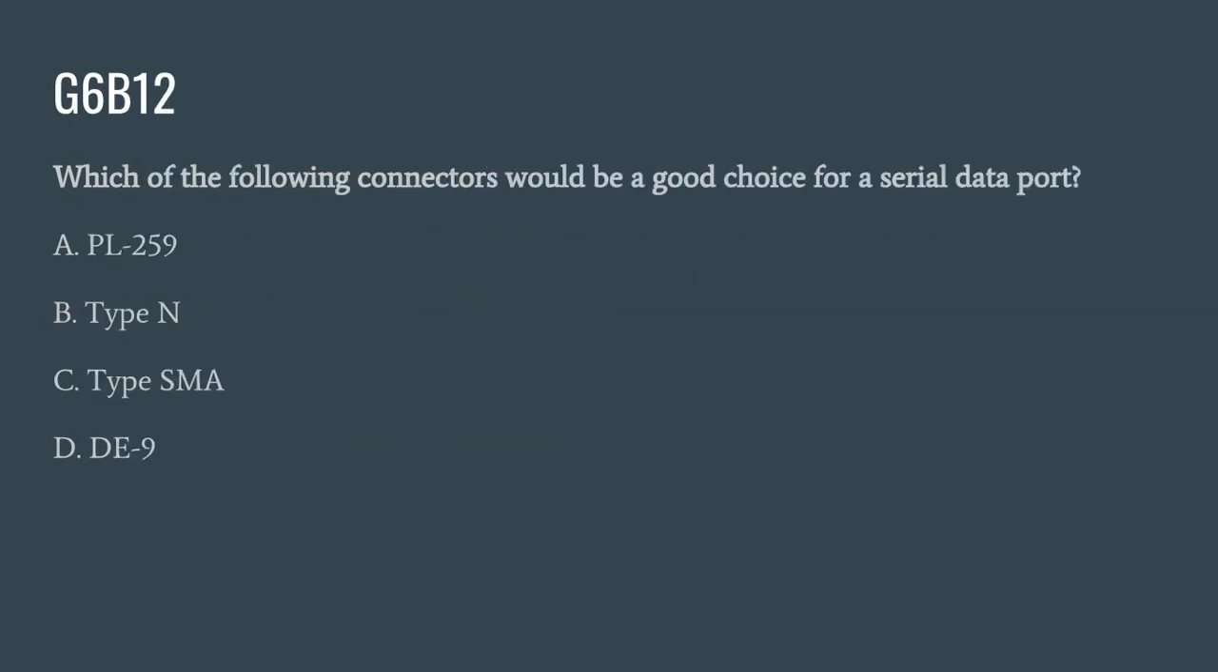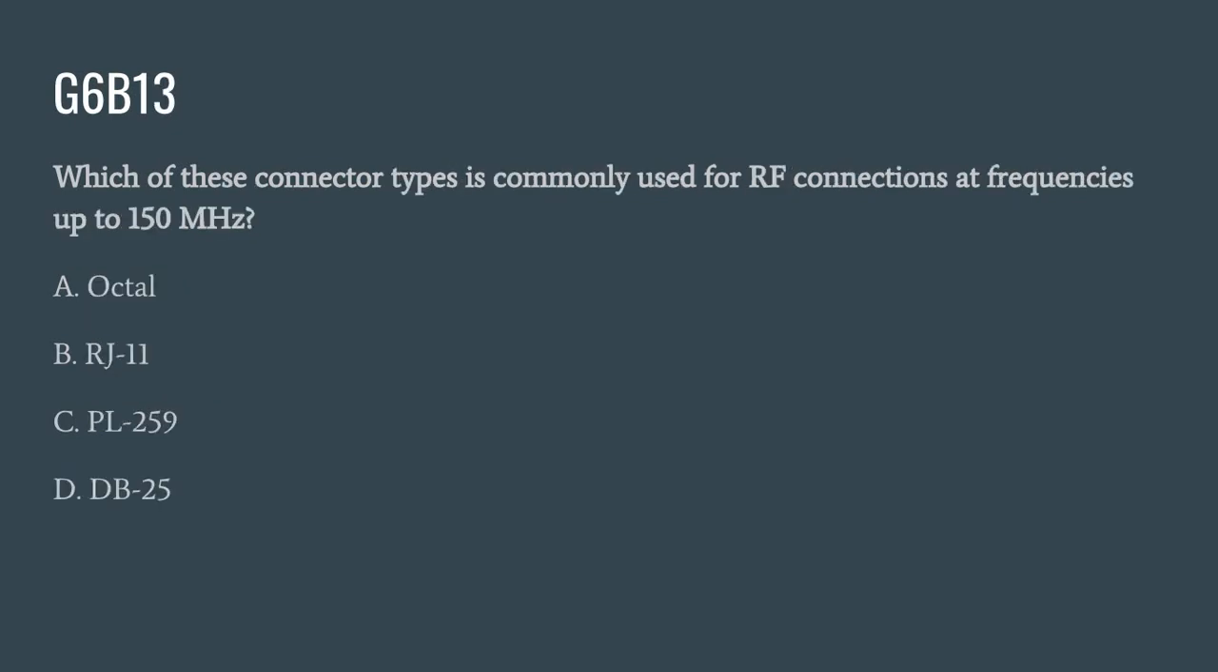G6B12, which of the following connectors would be a good choice for a serial data port? A, the PL259. B, type N. C, type SMA. Or D, the DE-9. Correct answer is D, DE-9.